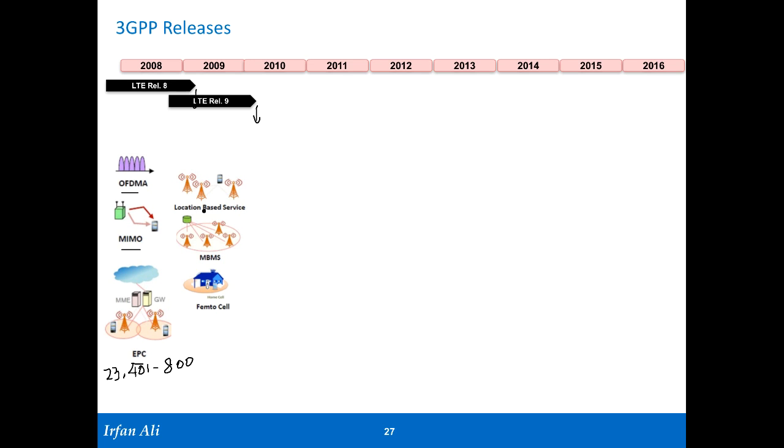The key features that were added in release 9 were location-based services, where a mobile can triangulate its location from multiple base stations, the support of MBMS, which is multicast services, so multiple base stations can transmit the same information over some area in the network, and then we had femtocells, or what are called home cells also, so these are small base stations for your home. So these were the key features. There were several other features.